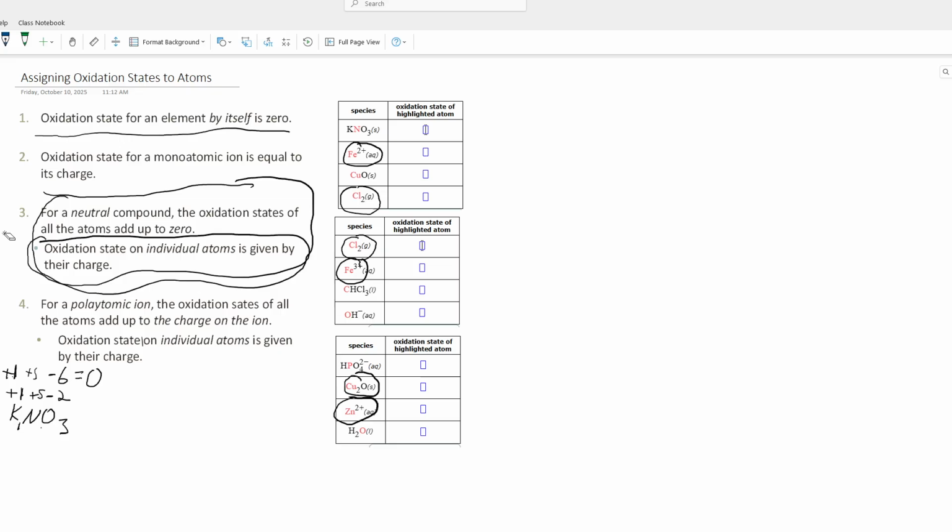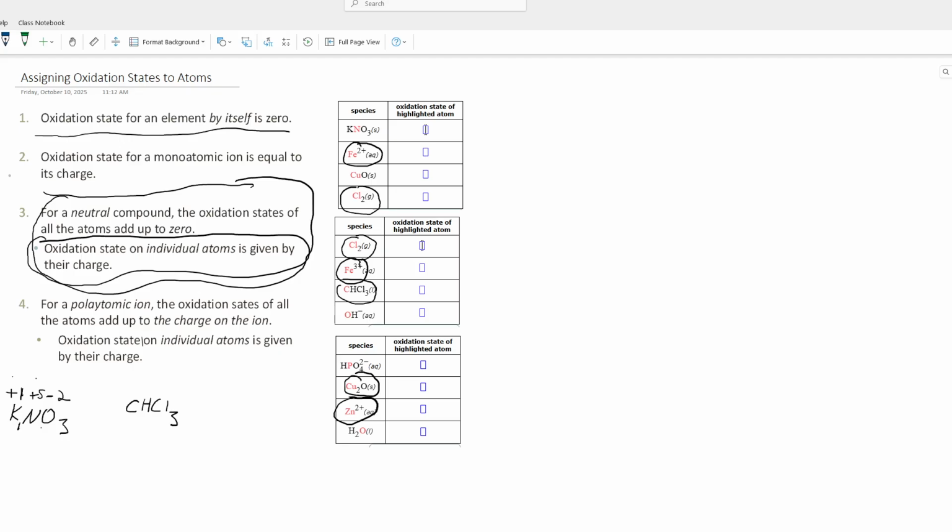Okay, these are the oxidation states right here. A +1 for the potassium, a +5 for the nitrogen, a -2 for the oxygen. Okay, let's keep going, doing a few more of these. It's a good idea. Let's do this guy right here, CHCl3. It wants to know the carbon, but let's just do all of them.